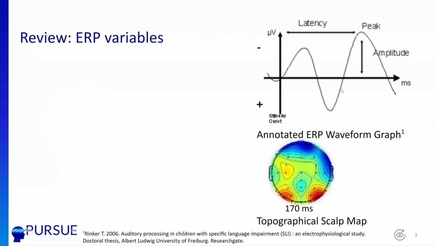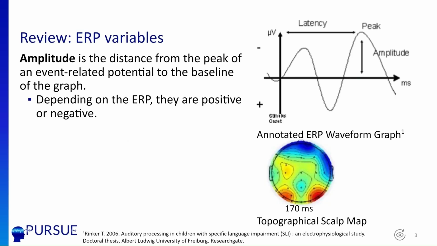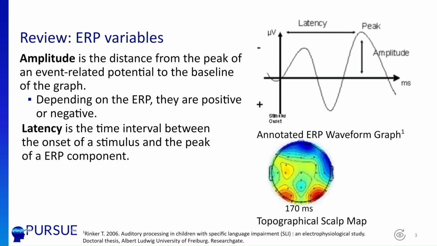Before event-related potentials can be analyzed, there are a few variables that must be known. One of which is amplitude, which is the distance of the peak of an event-related potential to the baseline of the graph. For positive ERP components, the amplitude will typically be positive. For negative ERP components, it will typically be negative. Another variable is latency, which is the time interval between the onset of a stimulus and the peak of an ERP component.